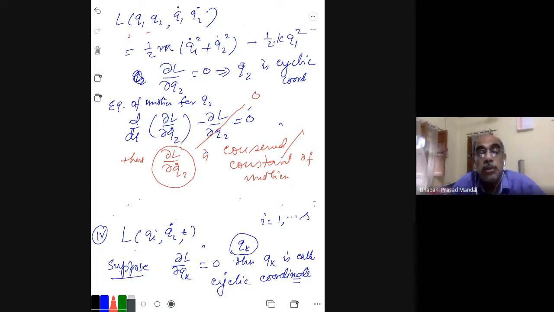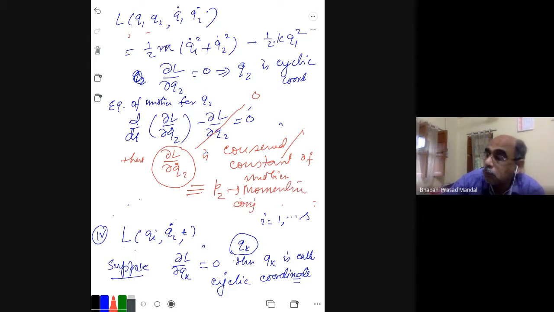But if I find that some quantity does not change with time, then my job for that coordinate is done, and this quantity is defined. So let me write: P2 is called the momentum conjugate to Q2. In general, the momentum conjugate to QK, PK, is del L del QK.